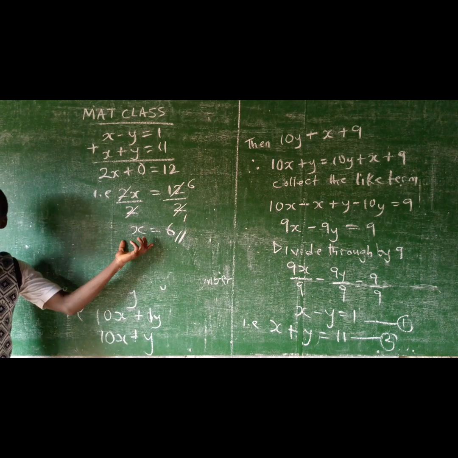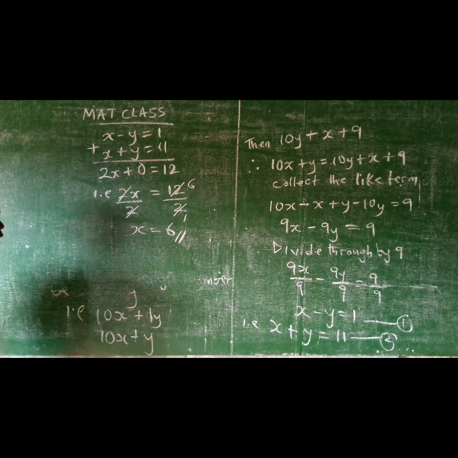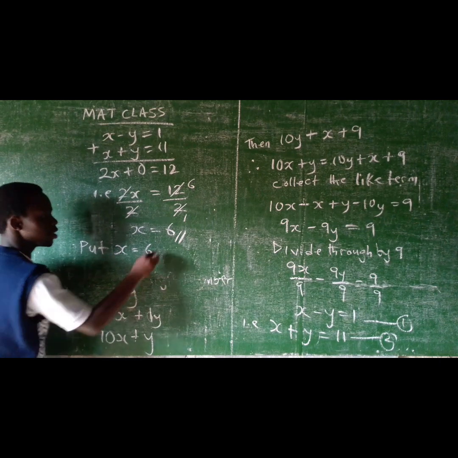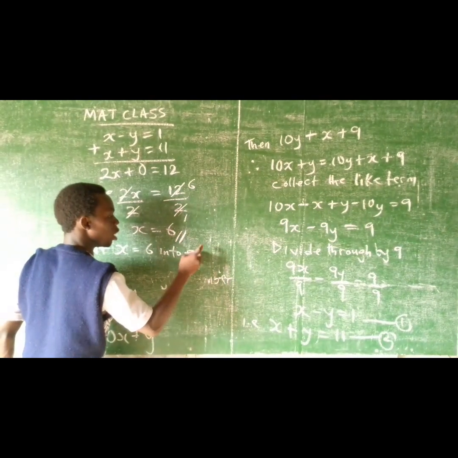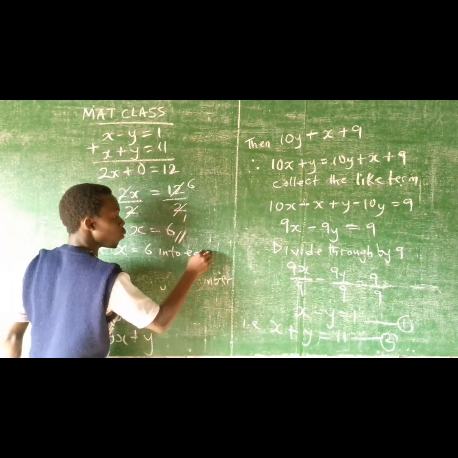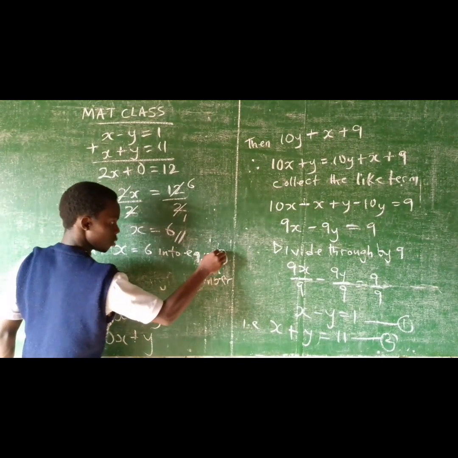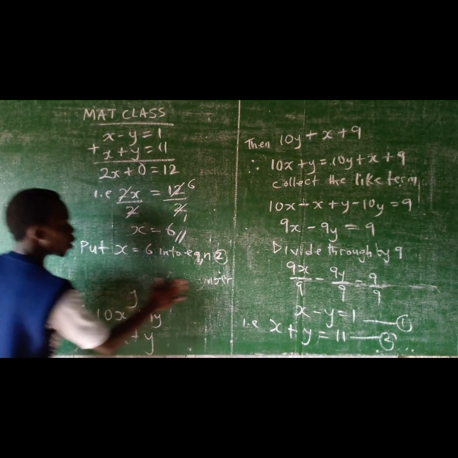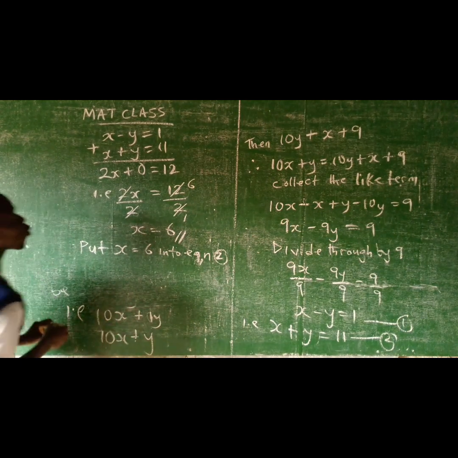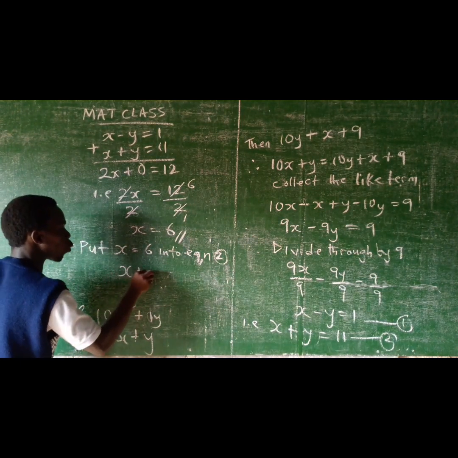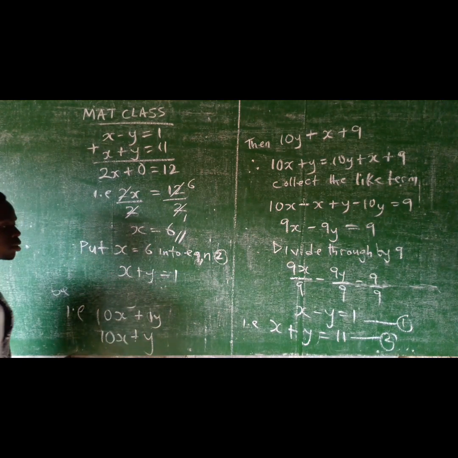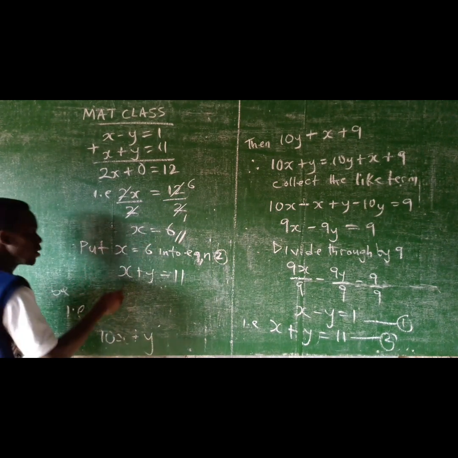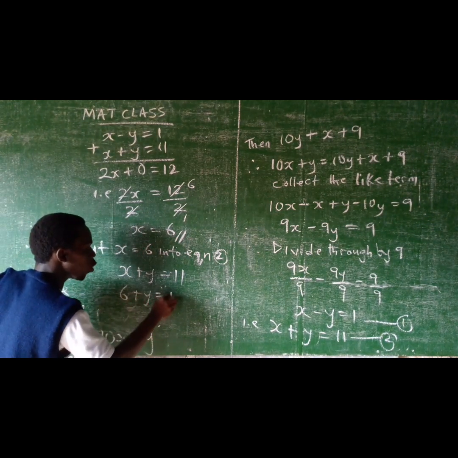Now, after I get my x to be 6, I'll put x is equal to 6 into an equation. I can pick equation 1 or I can pick equation 2. Okay, I pick equation 2 now. Can you see? My equation 2 says that x plus y is equal to 11. Which means anywhere I see x, I will put 6 there. 6 plus y is equal to 11.